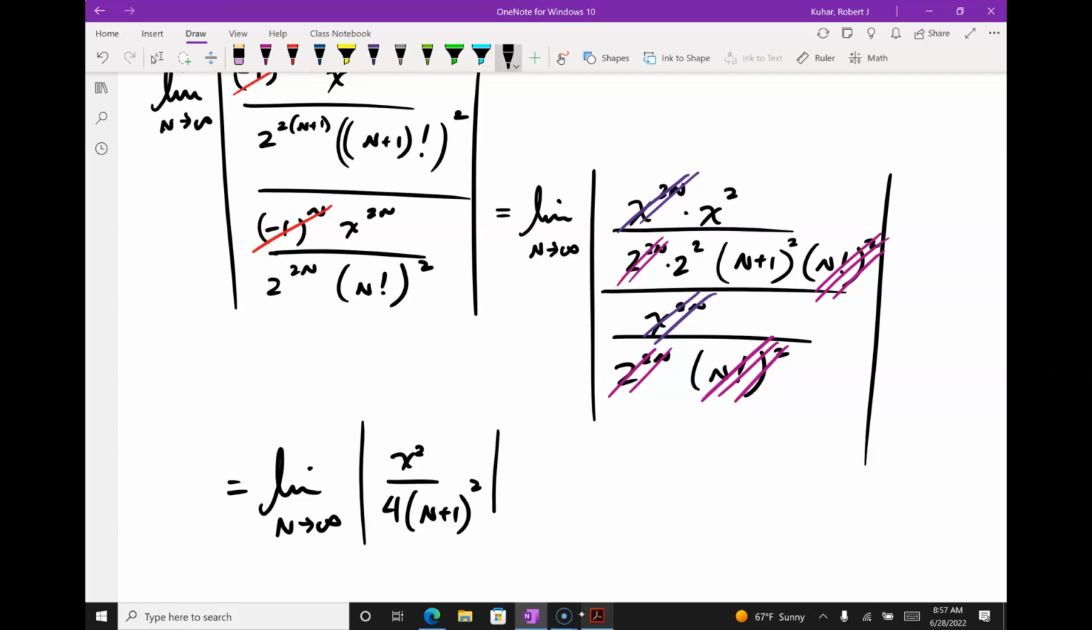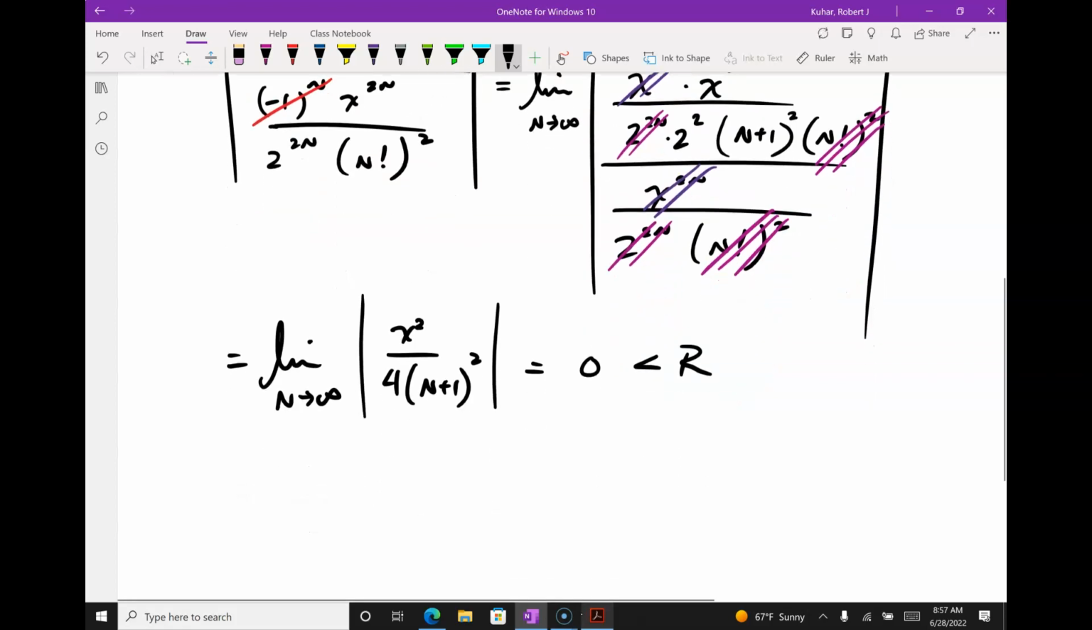So where's this limit going? Well, remember the x is a fixed value, right? So it might as well be a constant. But n is not fixed, right? So n downstairs is going to infinity. So this particular limit is going to 0. And I must get a radius that's bigger than that. So any radius will work.